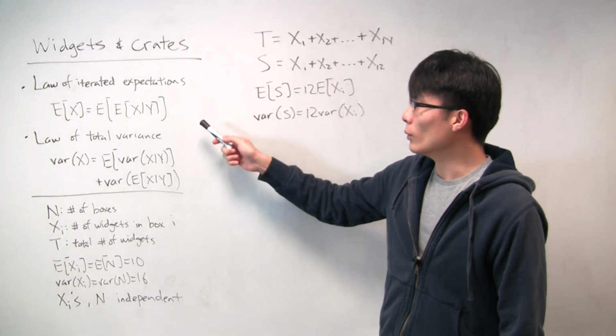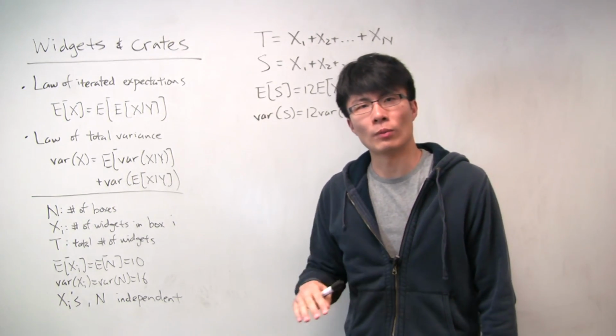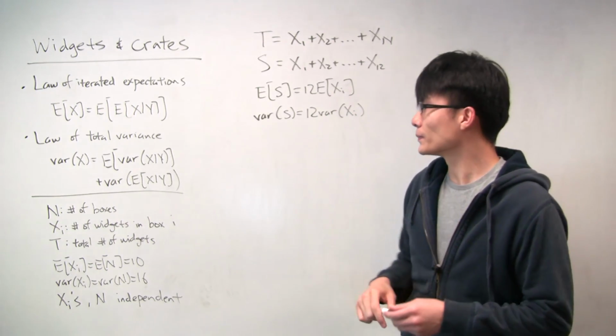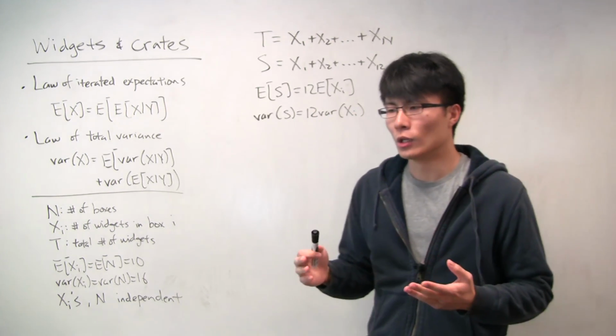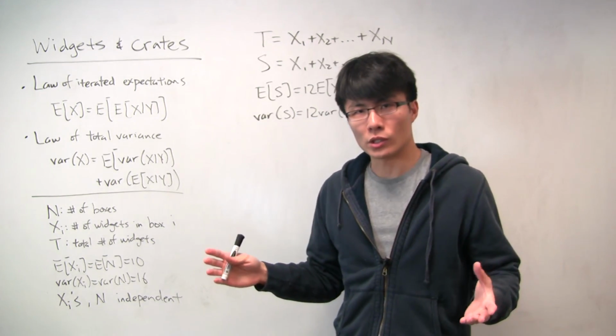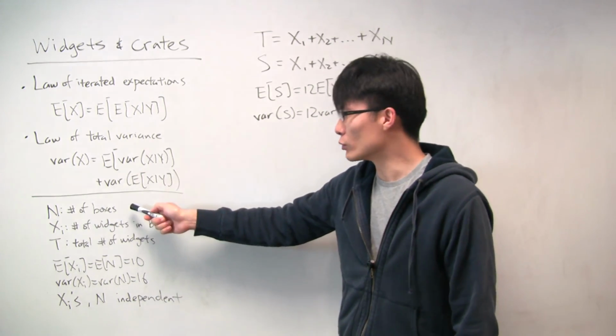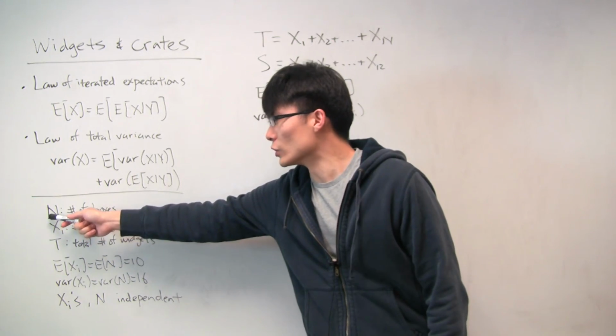And again, we'll be taking the approach of attacking the problem by splitting into stages and building up from the bottom up. So in this problem, what we have is a crate which contains some number of boxes. And we don't know how many boxes there are. It's random, and it's given by some discrete random variable N.